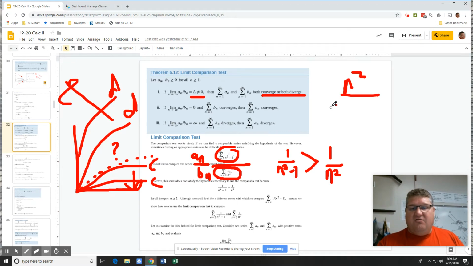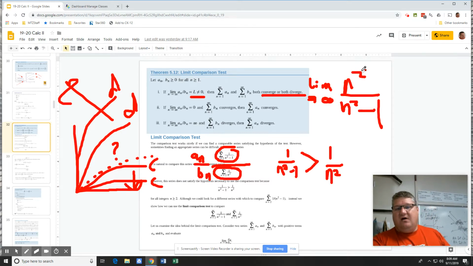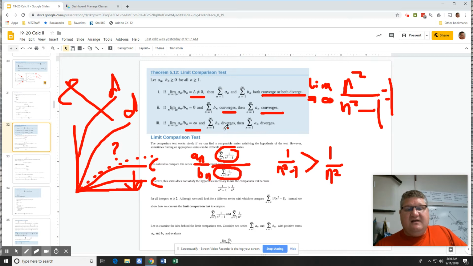In our particular case, when I put these two together, I end up with n squared over n squared minus 1. If I take the limit as that goes to infinity, the problem is infinity over infinity, so L'Hopital. But if I do L'Hopital, down, down, down, I come up with the limit equals 1. Is 1 not equal to 0? Not equal to 0, so they either both converge or both diverge. If the limit does equal 0 and one converges, then the other converges. And if it's equal to infinity, then if one diverges, the other is guaranteed to diverge. But in this case, the limit is not 0 and not infinity. So there it is, they both converge or both diverge.